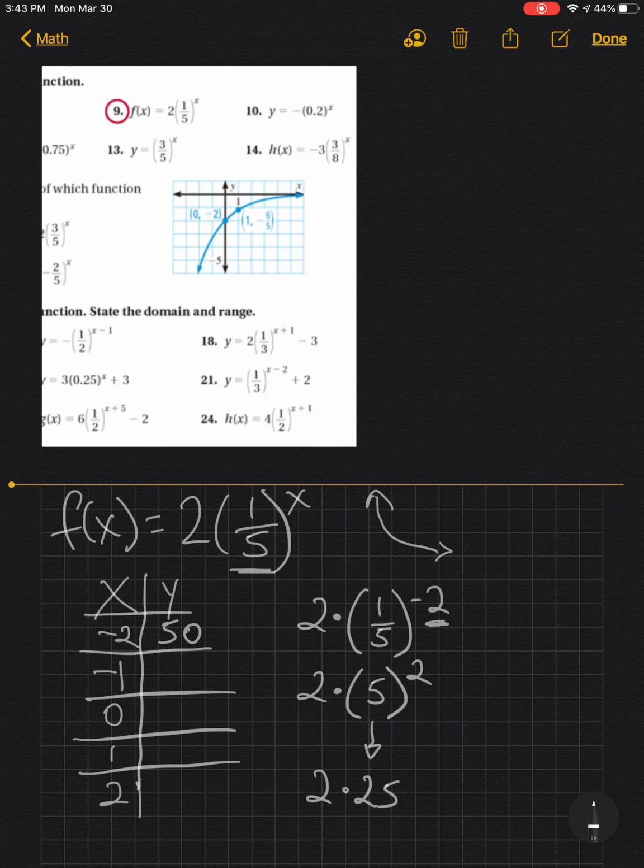All right. Now, what I would like you to do is pause the video and see if you could fill in the rest of the table yourself. I challenge you to not use a calculator. All right, now that you're back, let's see how you did. So now when you plug in -1, you should have gotten 10. 0 should have given you 2. 1 is 2/5. And 2 is 2/25.